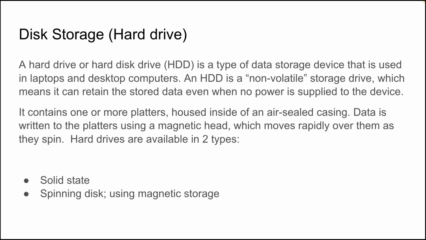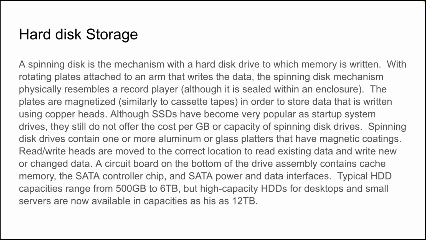That's the one with the platter, the arm, the head, all that stuff. And I'll give you a picture of that after this. So spinning disk is the mechanism with a hard disk drive to which memory is written. So that disk, that platter, is where the memory is actually written. Rotating plates attached to an arm that writes the data.